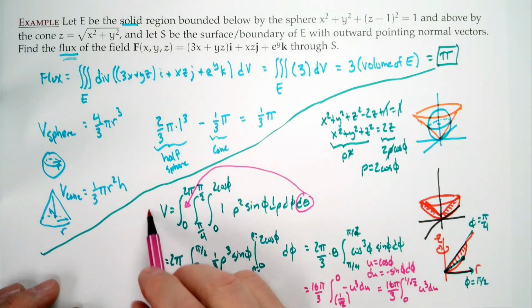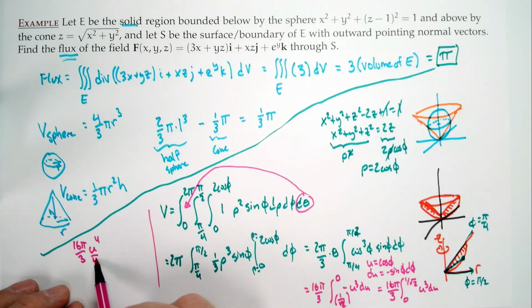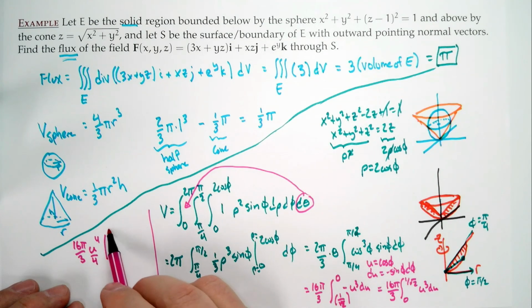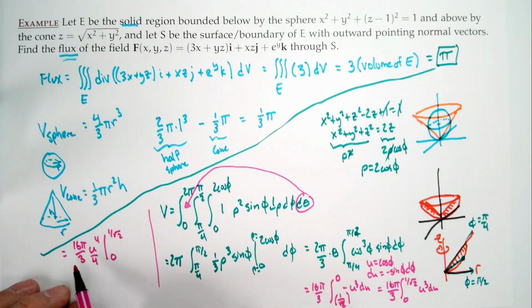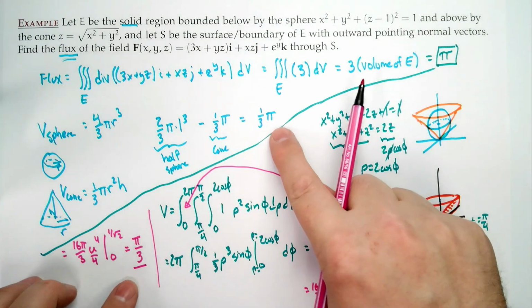We ran out of space, so let's finish it up over here. The integral of u cubed, that's not so bad. That's u to the 4th over 4, evaluated from 0 to 1 over root 2. When we plug in 1 over root 2, 1 over root 2 to the 4th is the same as a half squared, which is a 4th. And there's another 4th. But then there's a 16. All those things cancel except the pi and the 3. Of course, you plug in 0, you get 0. And so the volume is indeed pi thirds, which is what we said.